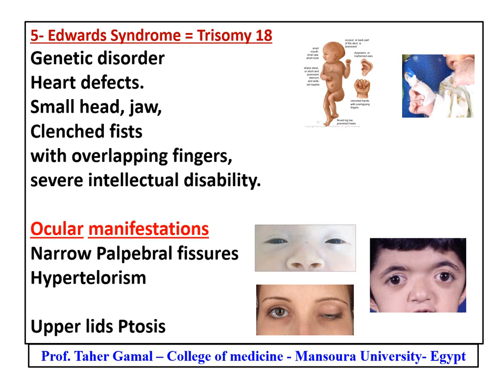The other chromosomal disorder is Edwards syndrome or trisomy 18. This is a genetic disorder affecting the heart with heart defects, small head, small jaw, clenched fists with overlapping fingers, and severe intellectual disability. Its ocular manifestations are narrow palpebral fissure, hypertelorism and upper lid ptosis.